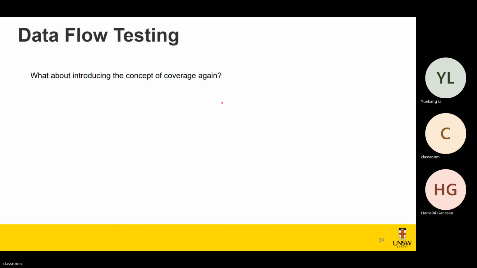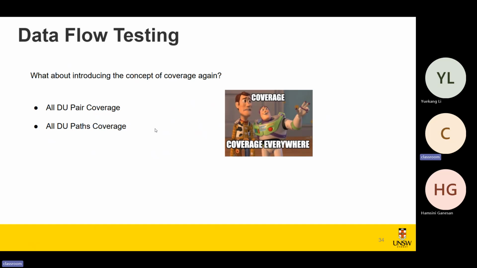So since we have def-use pairs, why don't we use them as a metric for calculating coverage? What we can do is develop two types of coverage metrics from the definition of def-use pairs. The first one is def-use pair coverage. The second one is def-use path coverage. Coverage is everywhere in white box testing, so we just care about different metrics of how we can calculate or represent code coverage.